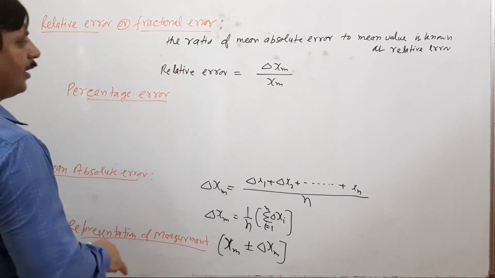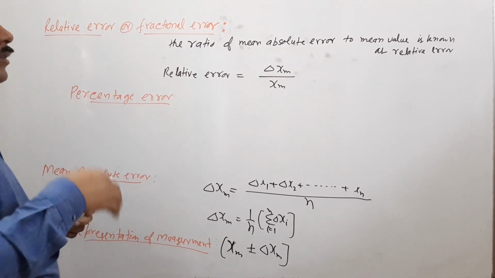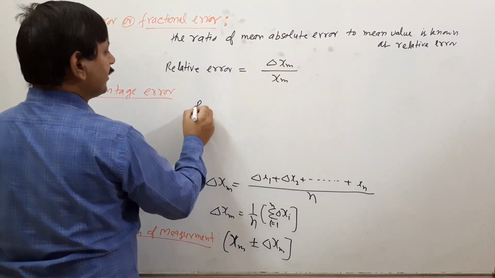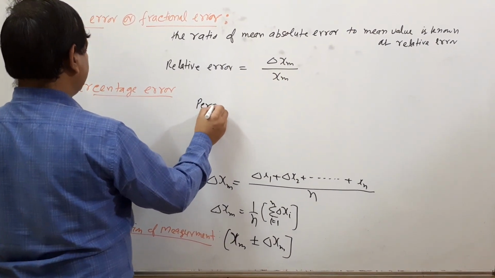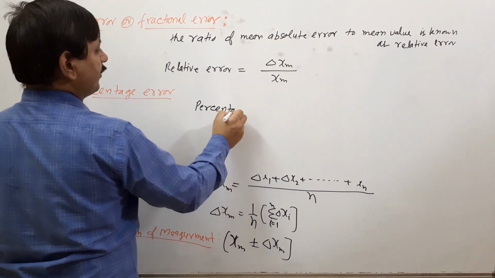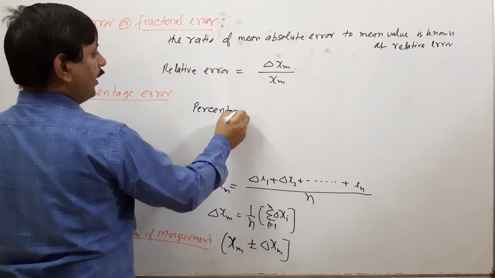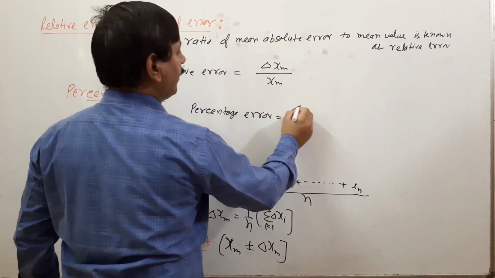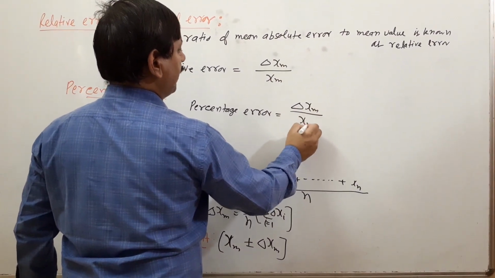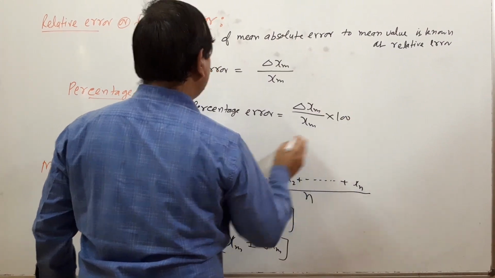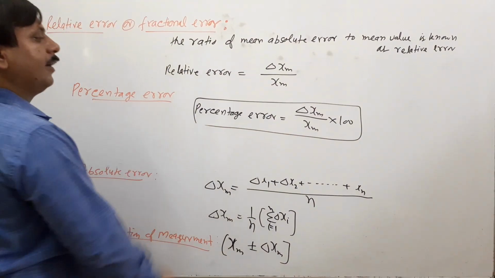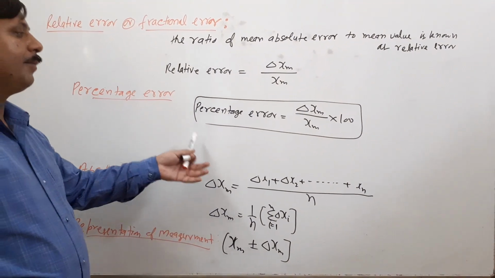If this fractional error is converted in the form of percentage, meaning multiplied by 100, that will be the percentage error. What will be the percentage error? This fractional error multiplied by 100, or the fractional error taken in the form of percentile. So this will be the percentage error.